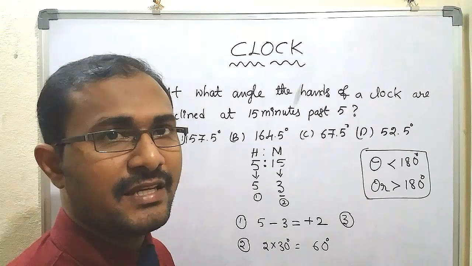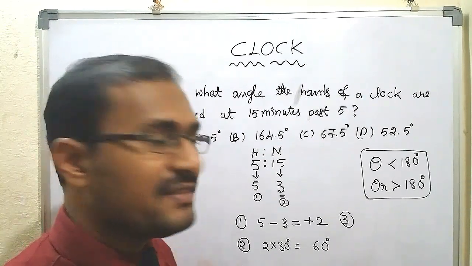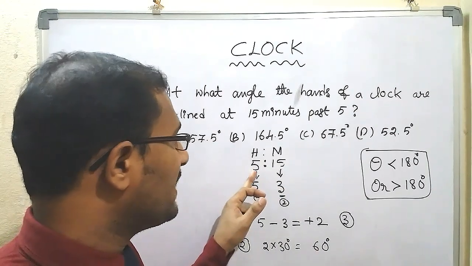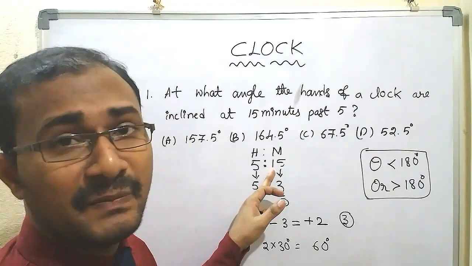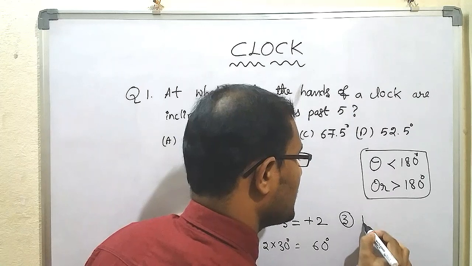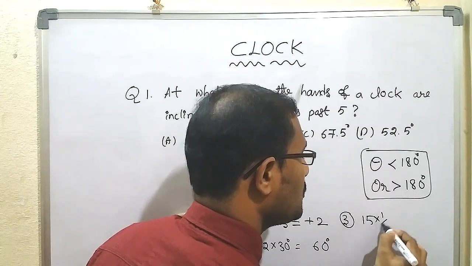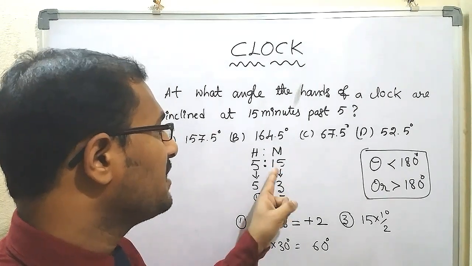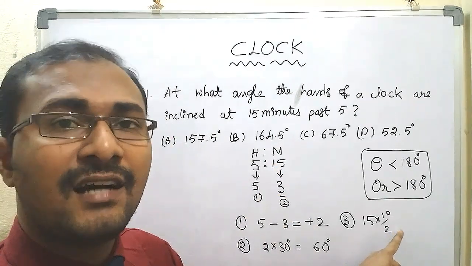Step number 3 is to take the minutes given in the given time. 5 is hours, 15 is minutes. Let us take 15 minutes into half degree. Step number 3 is that in the given time, take the minutes and multiply by half degree.